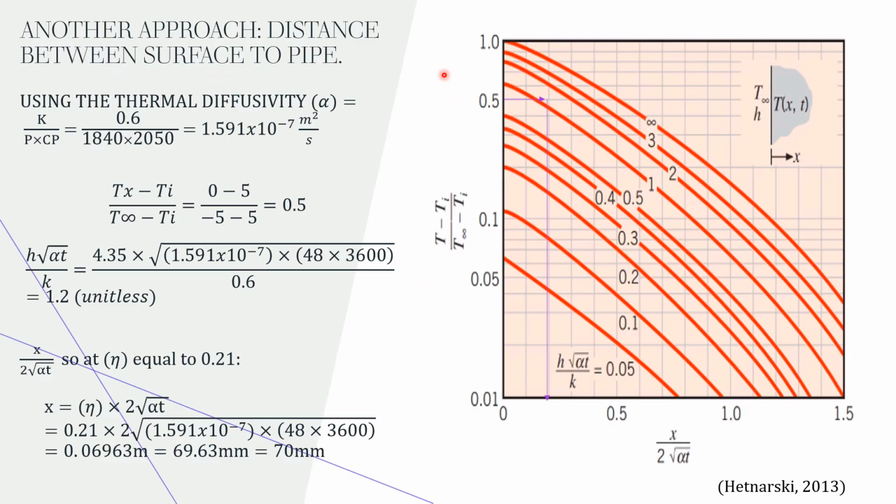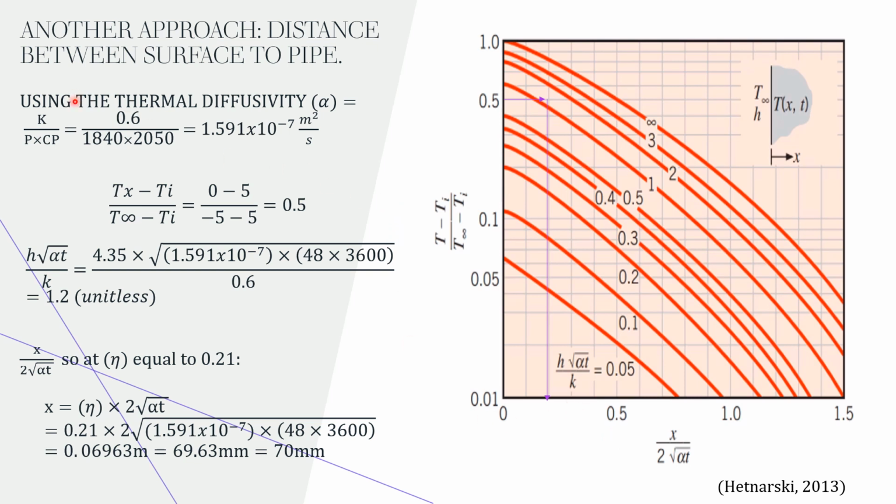So as said in the previous slide, another approach for the distance between the surface and the pipe, we can use this graph over here on the right hand side from the same reference source or the literature data. So we will need to find first the dimensionless temperature as well as alpha in both these two cases.